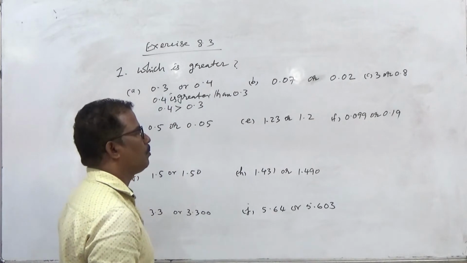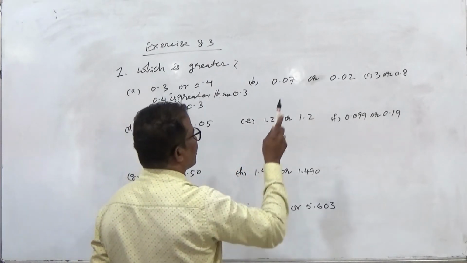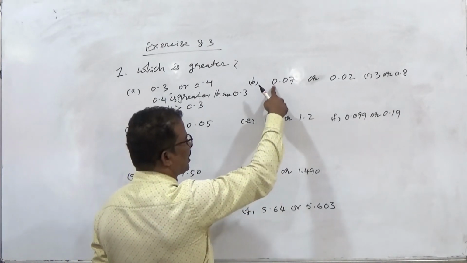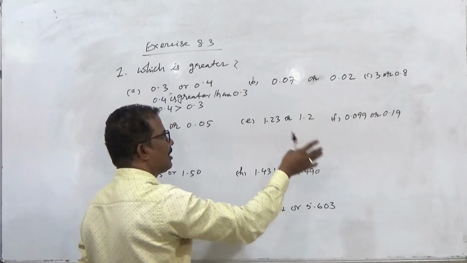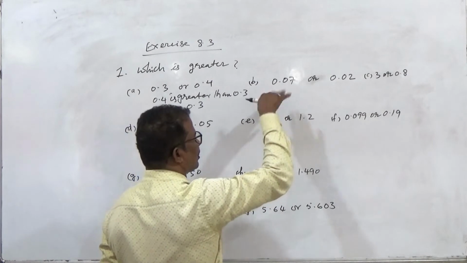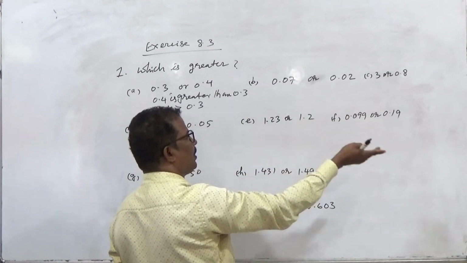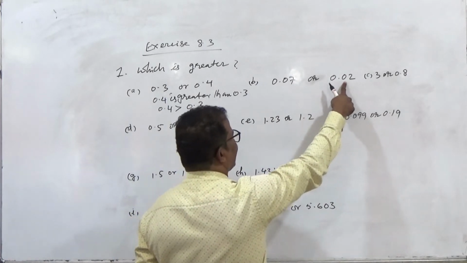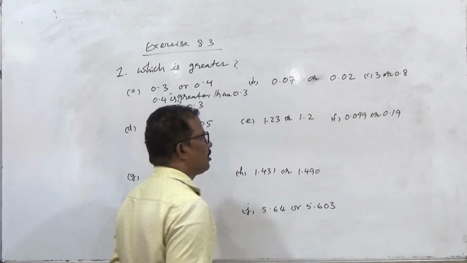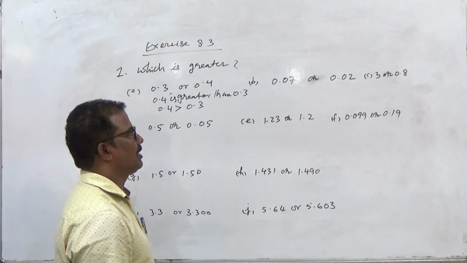How to compare? First we have to go with the whole part place. In the whole part, the ones place is 0, and here also the ones place is 0. So we are not able to say which is greater simply by seeing these places. Now we have to go to the decimal places. In the first place 0 is there, here also 0 is there. So we are not able to say which is greater by seeing these places.